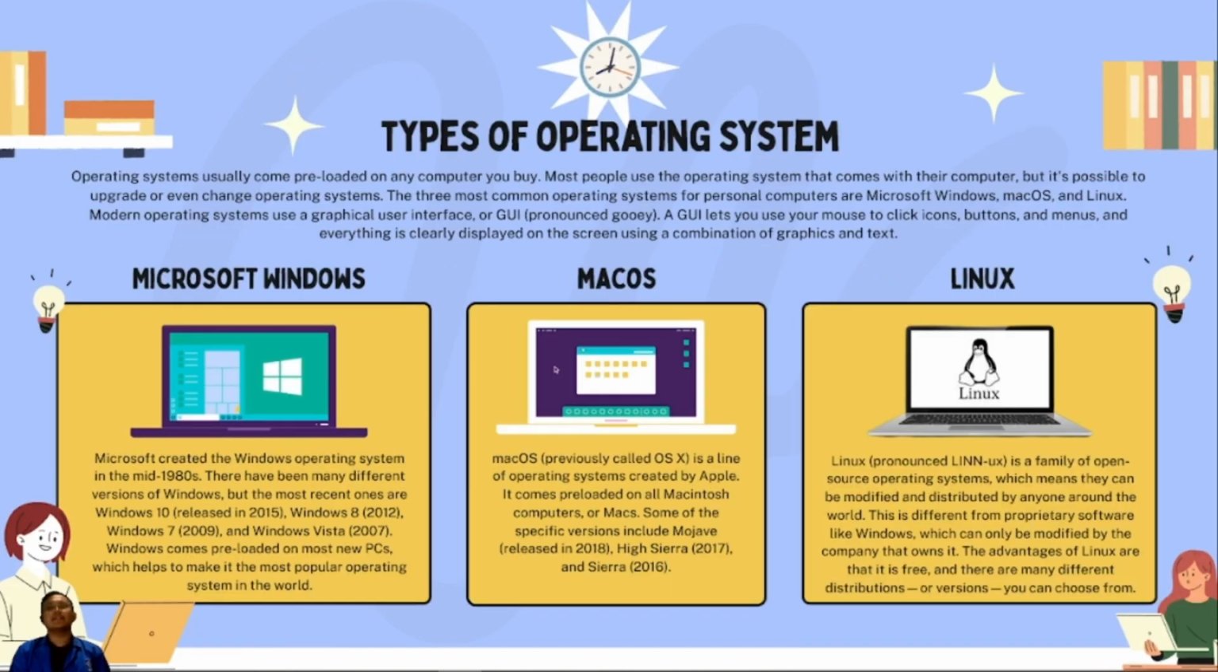Okay, now the types of operating systems. There are many operating systems, but the three most common ones for personal computers are Microsoft Windows, Mac OS, and Linux. Microsoft Windows is the most popular OS in the world. It was created in the mid-1980s and comes preloaded on most new PCs. And macOS is the operating system created by Apple. It comes preloaded on all Macintosh computers, or Macs.